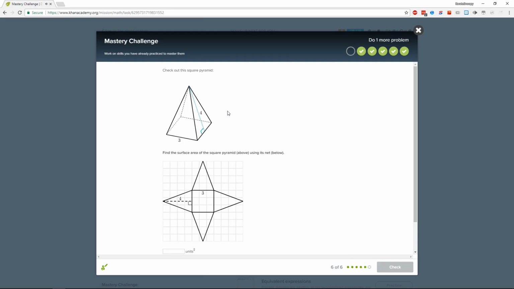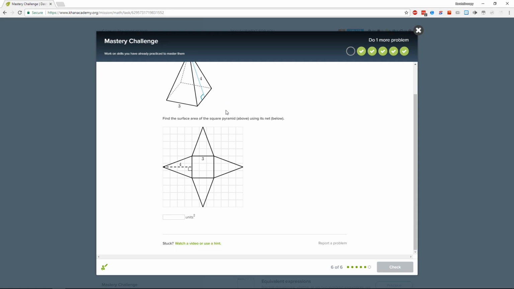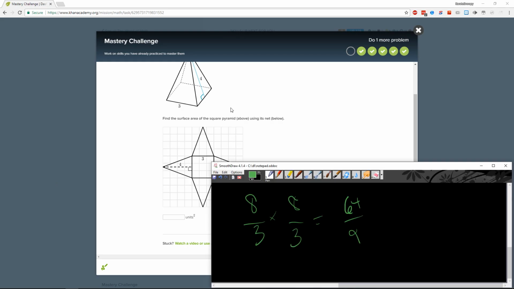Check out this square pyramid. Find the surface area using the net below. So one-half base times height is the area of a triangle.